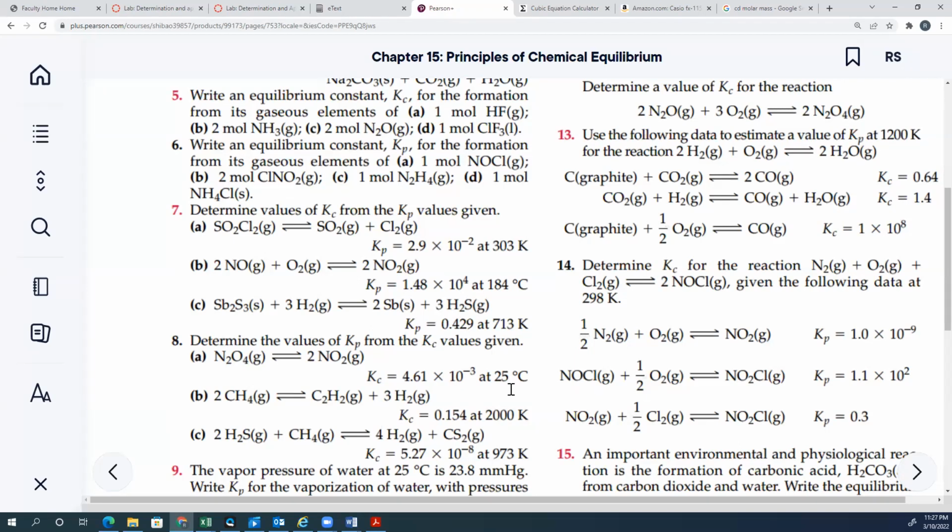All right, so let me finish off with 7BC here. 7, determine KC and the KP values given. So we're given KP, we just need to calculate KC. And we just need delta N of gas. And so this is just using the equations. Once you familiarize yourself with using the equations, it's fine. So 7BC, 8, let's take a look at those.